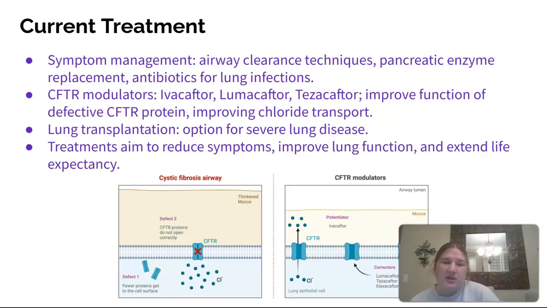So also lung transplantation is an option. It's an option for severe lung disease if the lungs are compromised. And treatments aim to reduce symptoms, improve lung function, and extend life expectancy.